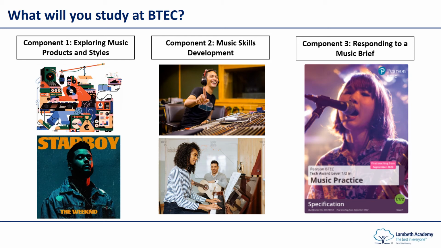So in component 1, you learn about a variety of different musical styles and different musical products, ranging from performances, pieces that have been written, and music productions. You then get the opportunity to develop your skills in those different areas, so performance, composition, and music producing. You will choose 2 of those to specialise in. And then component 3, you choose 1 area to specialise in, and you have to respond to a brief from the exam board where you create a music product, whether it be a performance, a composition, or a music production.